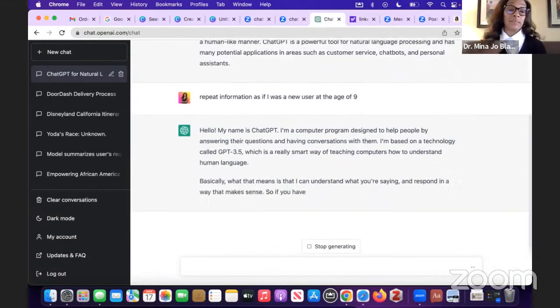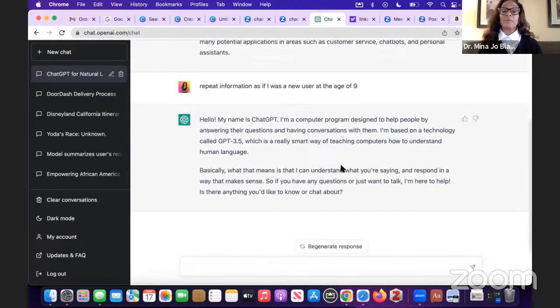And now it's talking to me. Hello, my name is ChatGPT. I'm a computer program designed to help people answer their questions and have conversations with them. I'm based on a technology called GPT 3.5, which is a really smart way of teaching computers how to understand human language. Basically, what that means is that I can understand what you're saying and respond in a way that makes sense. So if you have any questions or just want to talk, I'm here to help. Is there anything you'd like to know or chat about?